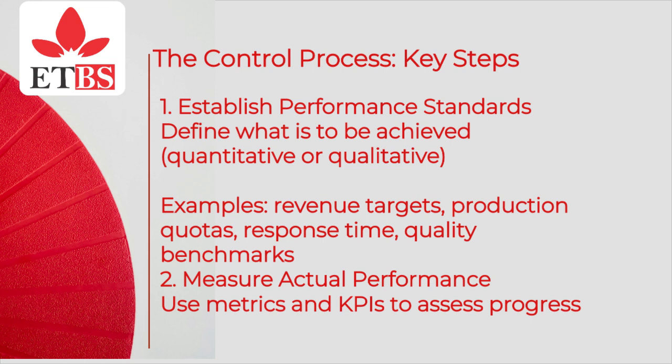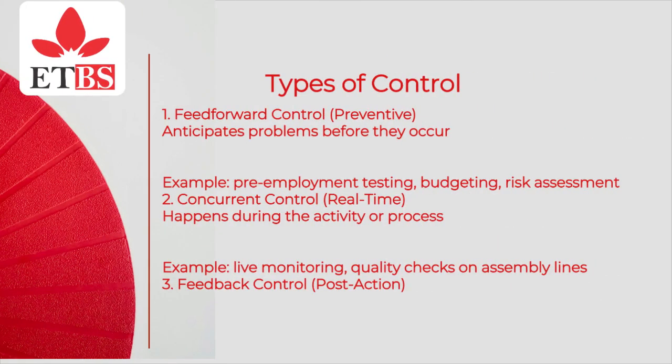5. Feedback and review. Learn from results to improve future planning. Update control systems to adapt to changes. Types of control. 1. Feed-forward control, preventive. Anticipates problems before they occur. Example: pre-employment testing, budgeting, risk assessment.